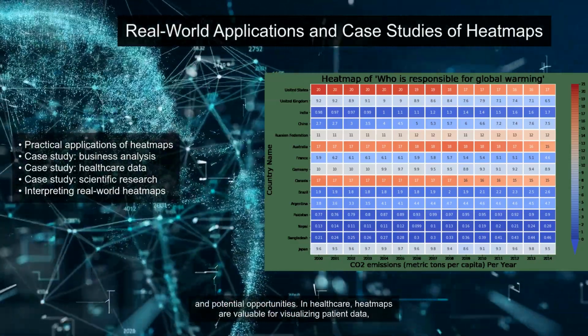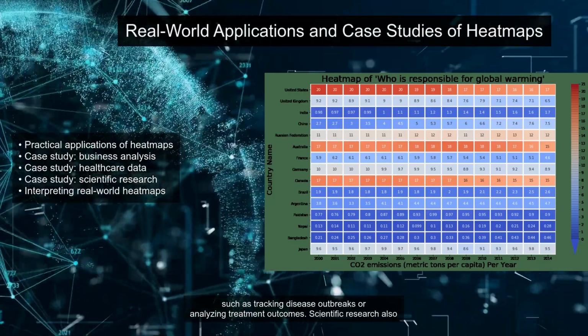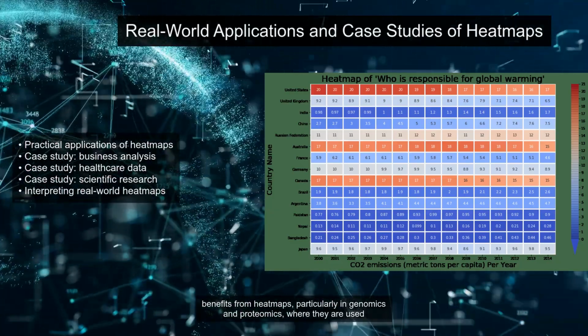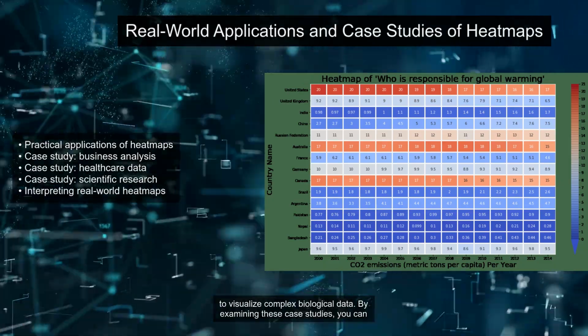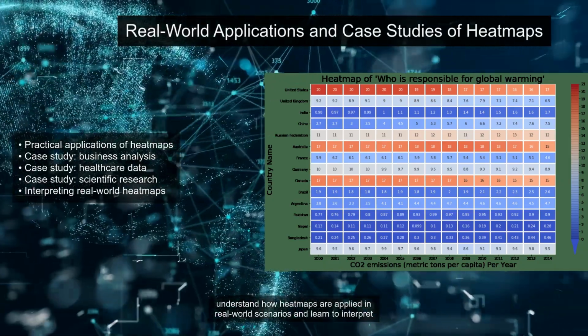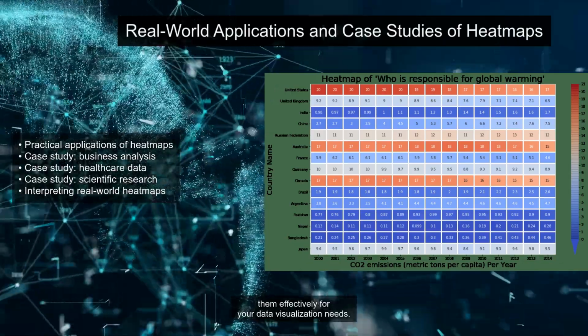and potential opportunities. In healthcare, heat maps are valuable for visualizing patient data, such as tracking disease outbreaks or analyzing treatment outcomes. Scientific research also benefits from heat maps, particularly in genomics and proteomics, where they are used to visualize complex biological data. By examining these case studies, you can understand how heat maps are applied in real-world scenarios and learn to interpret them effectively for your data visualization needs.